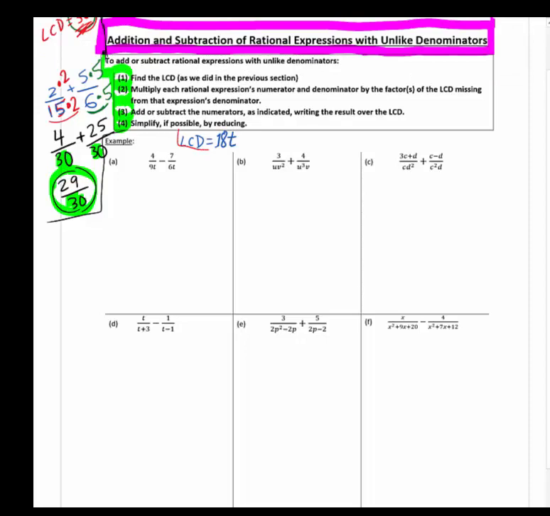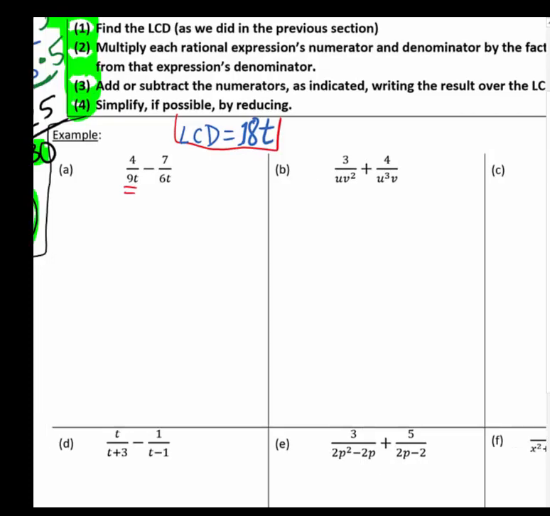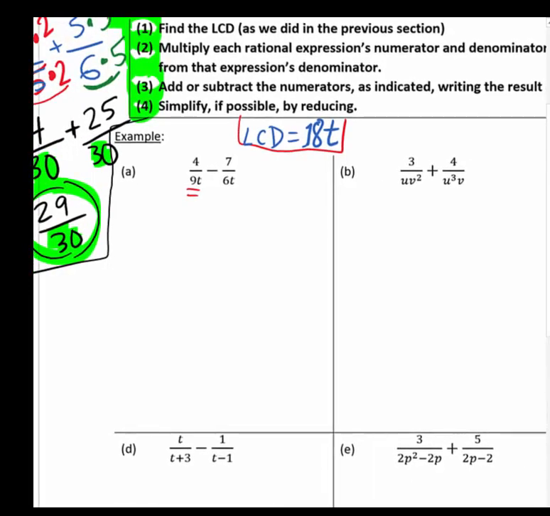Now for each individual fraction, I'll focus on the left fraction. Its current denominator is 9t. I ask myself, what would I have to multiply that by to get 18t? 9 times what is 18? It's 2. So I'm going to multiply the top and the bottom by 2. I'm going to focus on this one and transform it now.